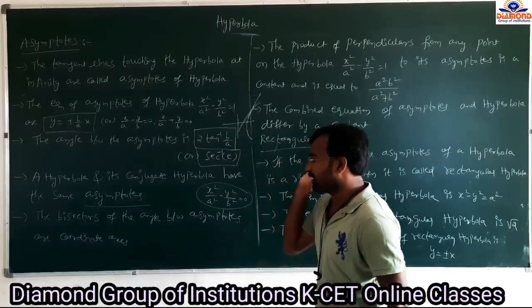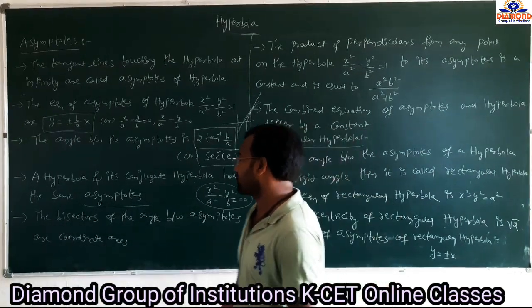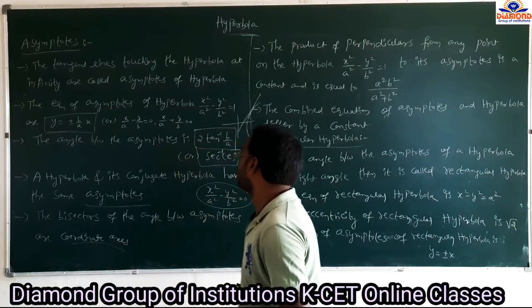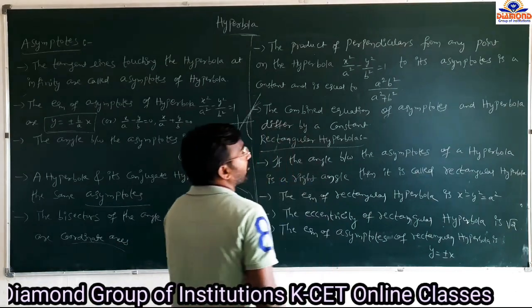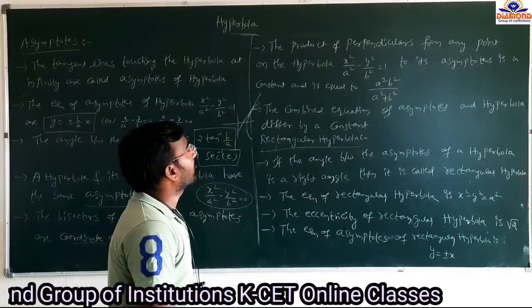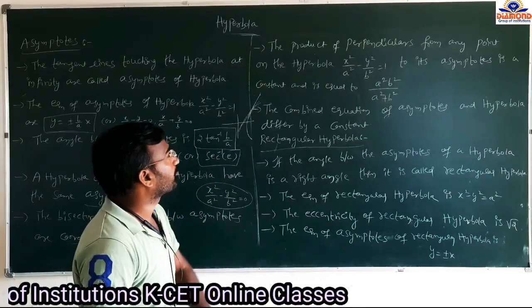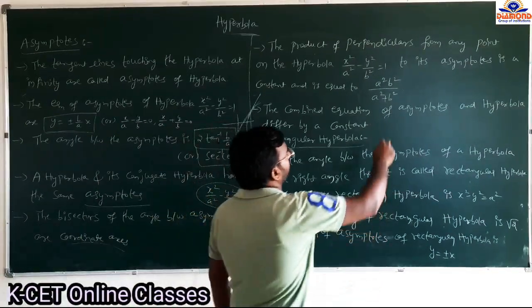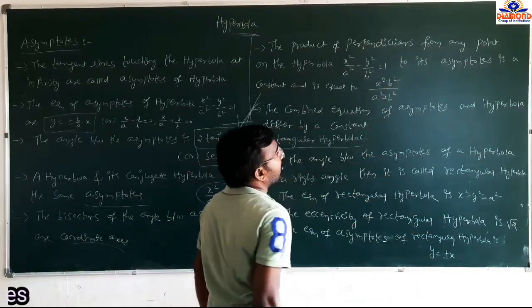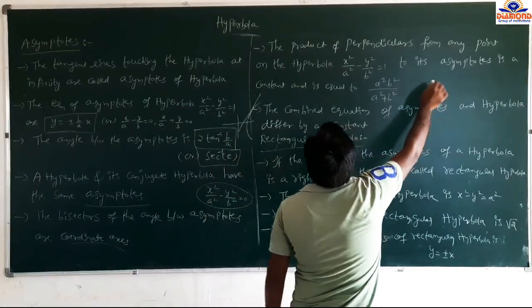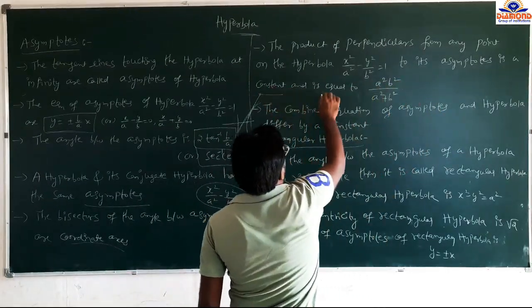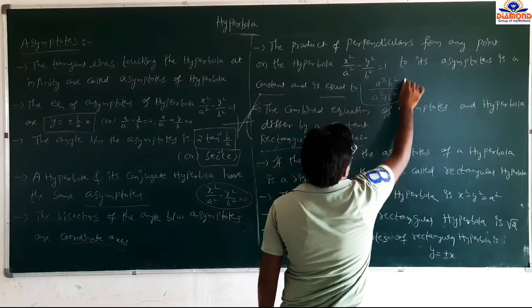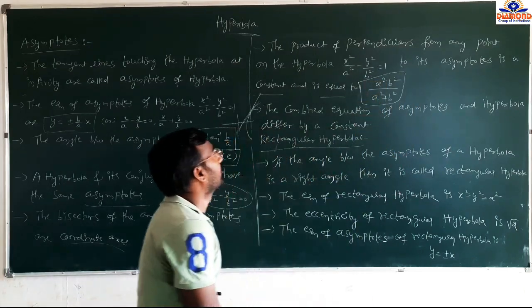Next, the bisectors of the angle between asymptotes are coordinate axes. Next, the product of perpendiculars from any point on the hyperbola x square by a square minus y square by b square equal to 1 to its asymptotes is a constant and is equal to a square b square by a square plus b square.